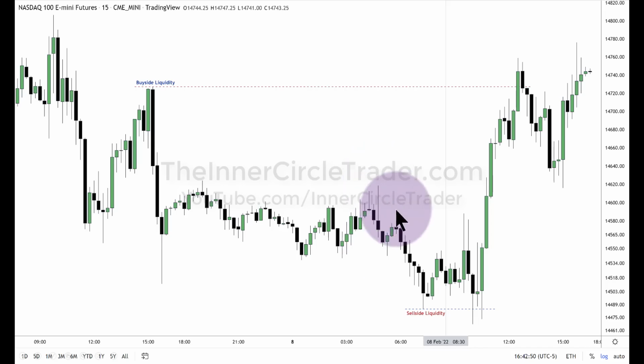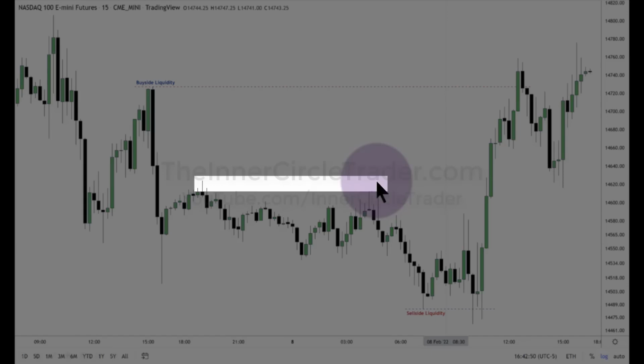Where's the liquidity going to be? Is it going to be above this, or is it going to be above that? It's going to be above this. Why? Why not that one, and why this one? Keep looking left. What do you see over here? See that? These are relative equal highs.